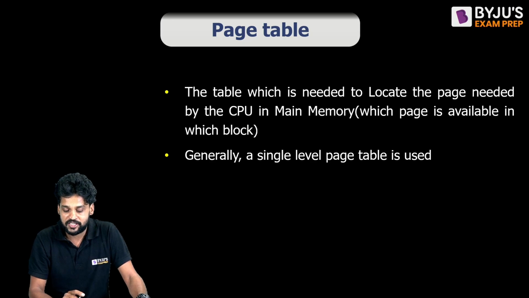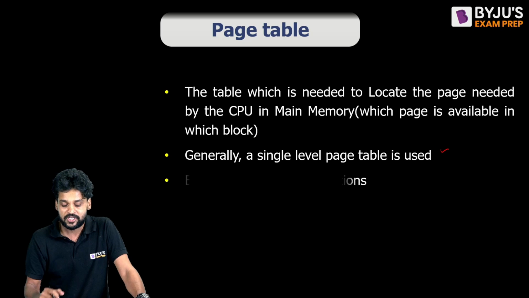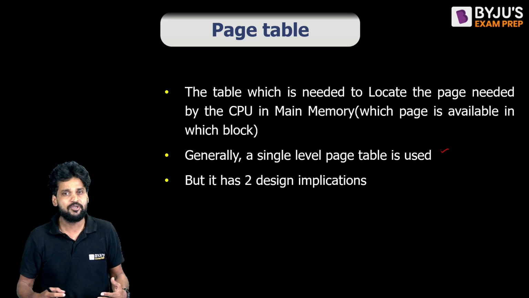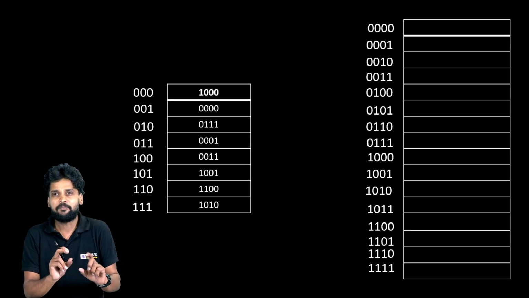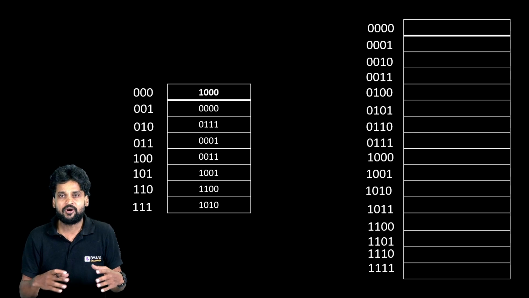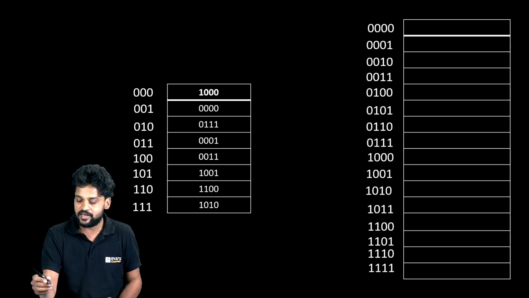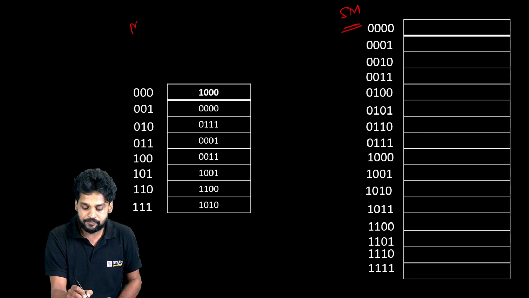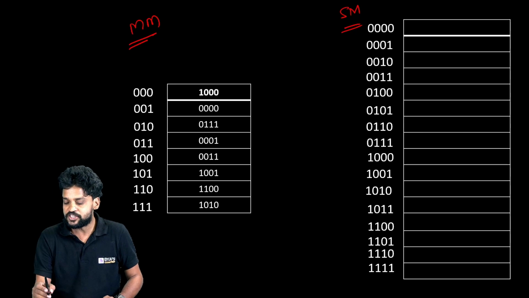So let us understand carefully. Generally, a single level page table is used. We are going to understand how a single level page table is constructed and used, and what implications we may face whenever we use it. Let us understand by using a simple page table. In order to appreciate this concept, I am using an example of a secondary memory and a main memory. My secondary memory has a total of 16 blocks.